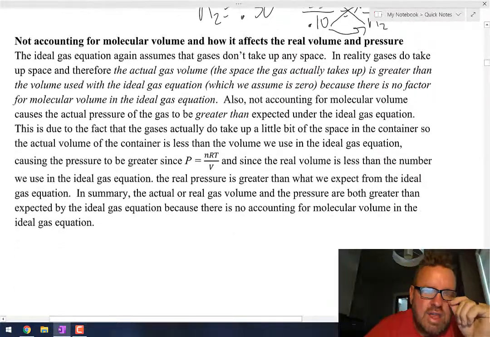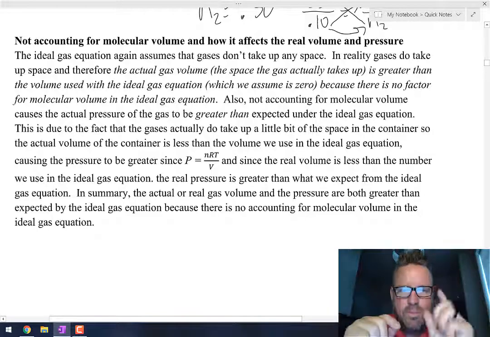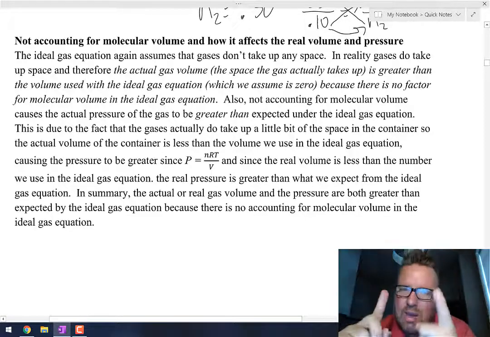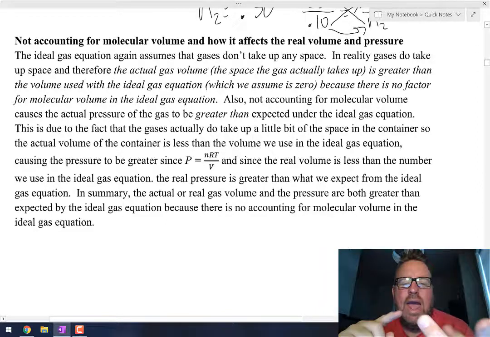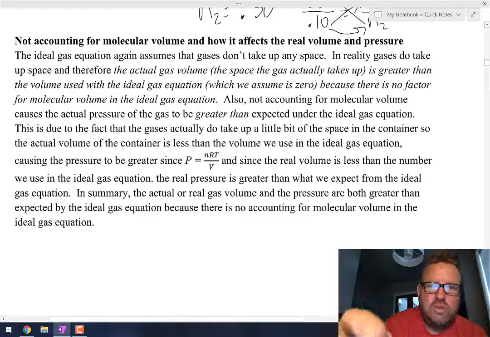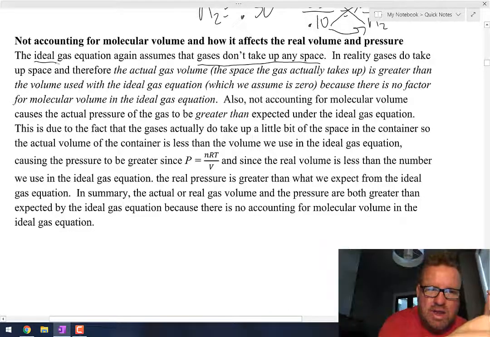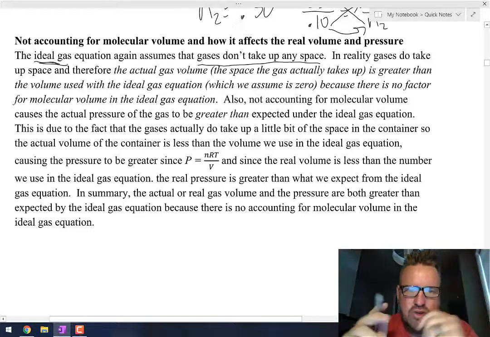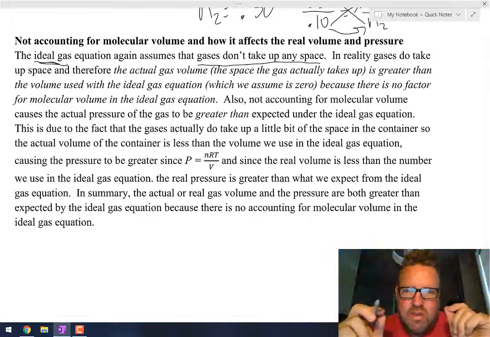Remember with the kinetic molecular theory, there's two things that we considered. To be an ideal gas, we pretend or act as if the gases don't take up any space and they aren't attracted to each other. The first one we're going to talk about is that gases don't take up any space. Again, to be an ideal gas, we assume the gases don't take up any space. But in reality, they do take up a little bit of space.